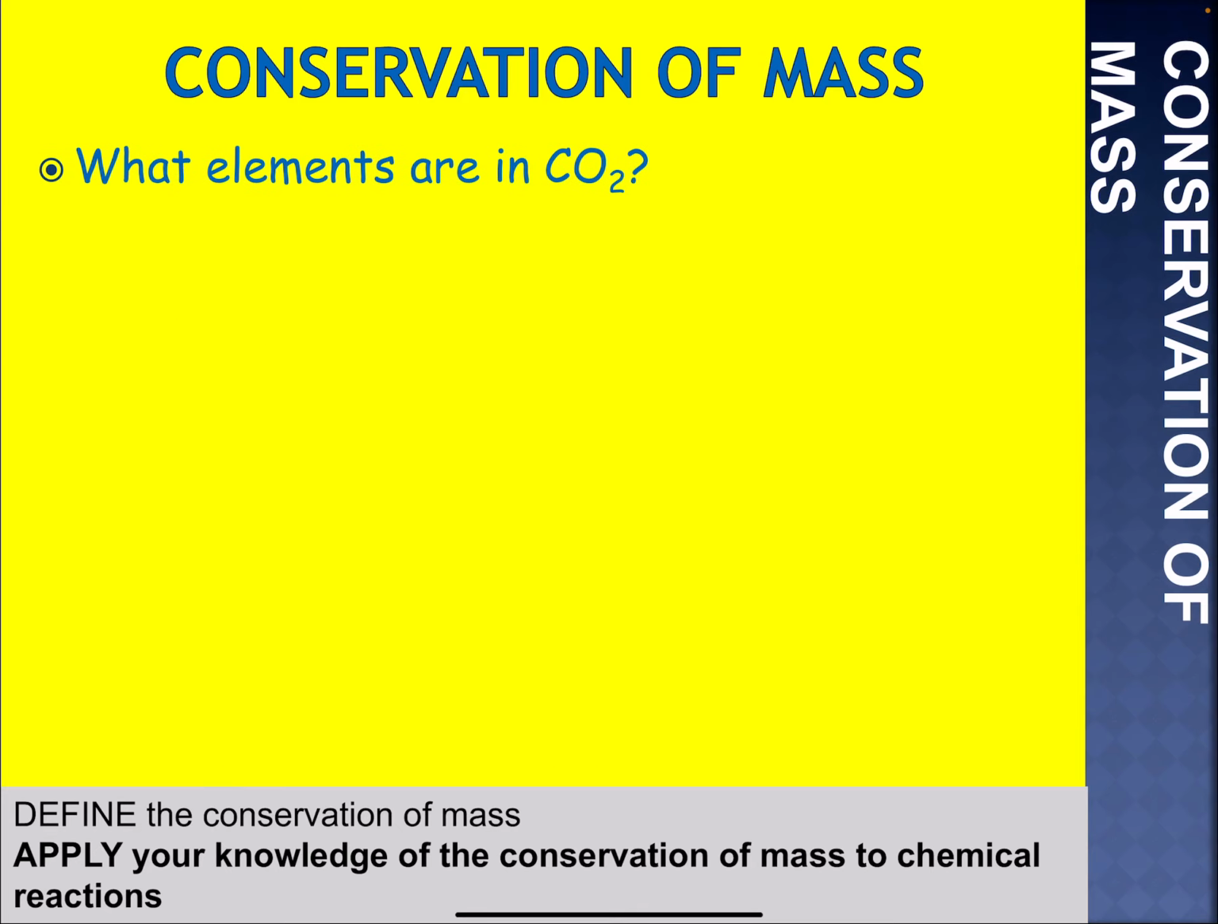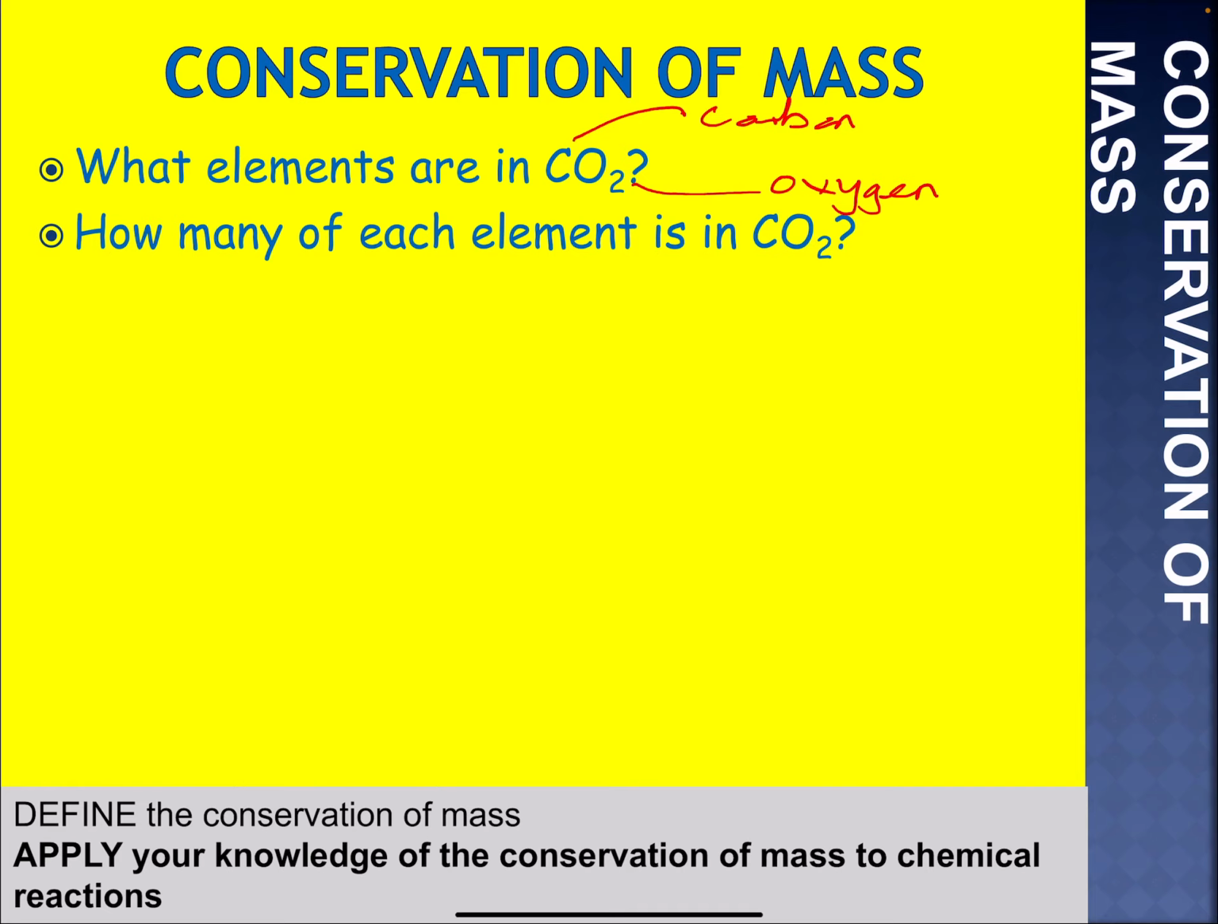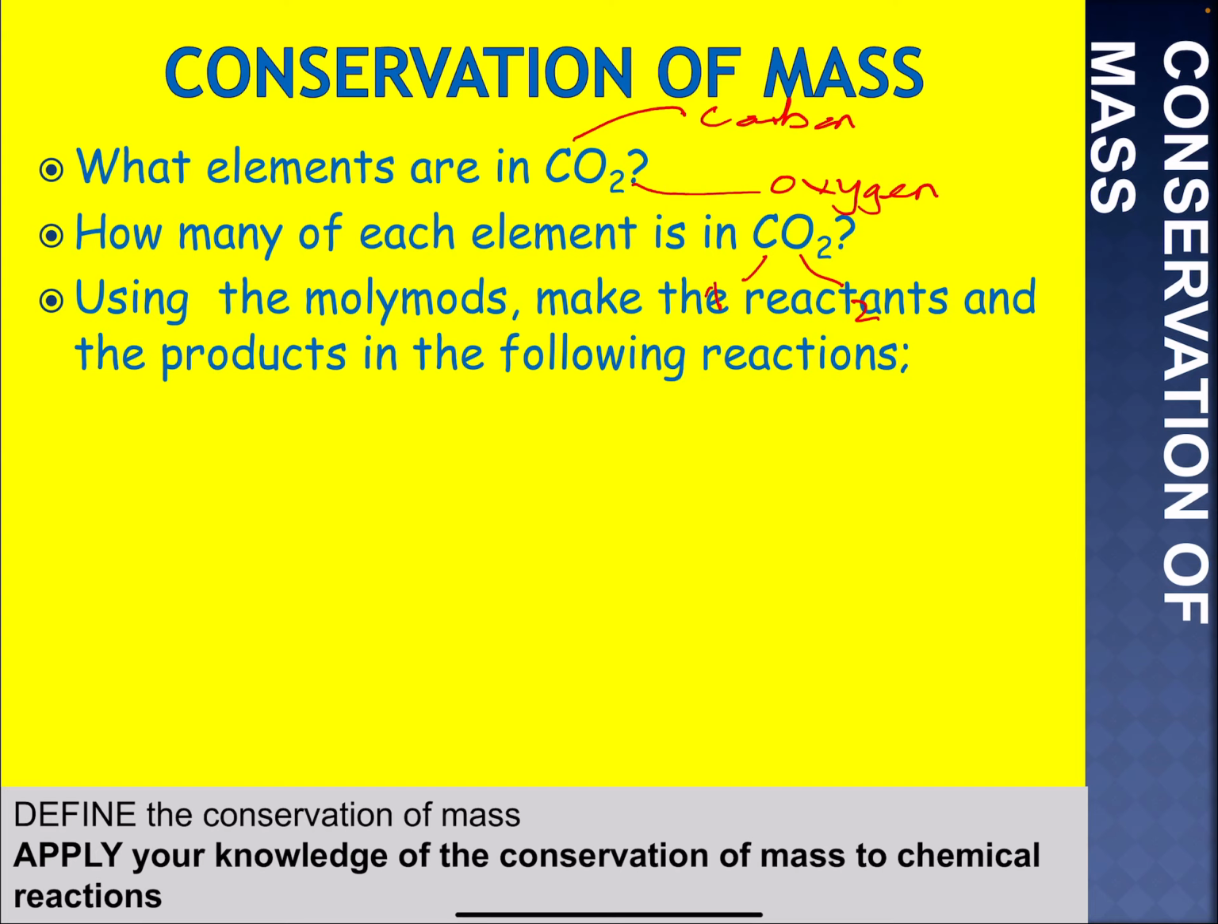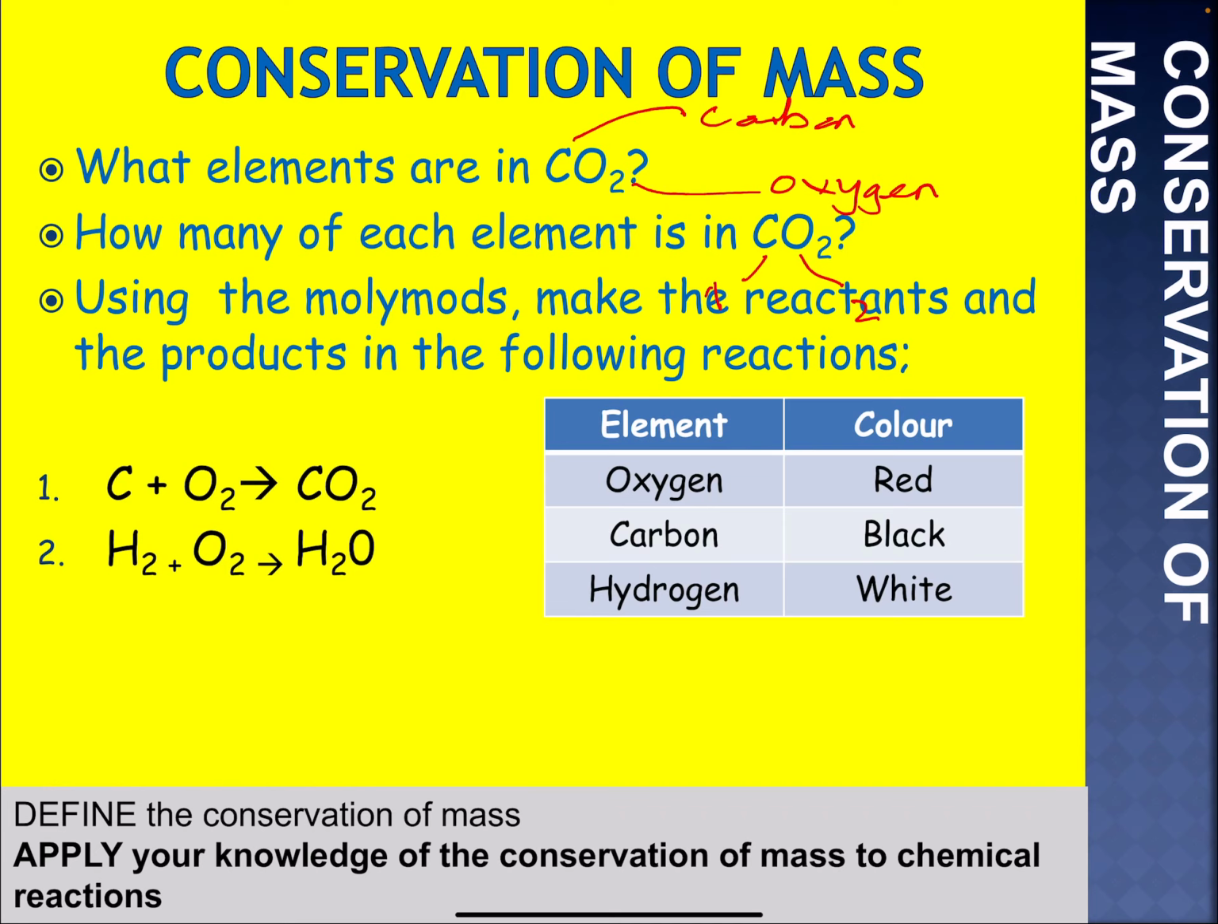What elements are in carbon dioxide? Carbon and oxygen. How many? Well, you can see there's 1 carbon and there are 2 oxygen atoms. Now this is where we're not going to use molymods, so I'm going to move on from here.